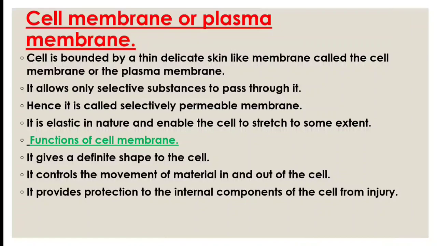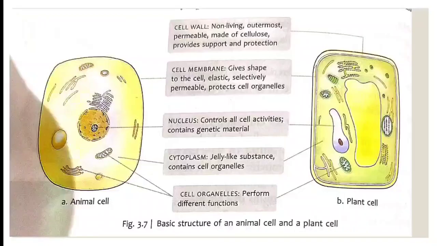Functions of cell membrane. First function is it gives a definite shape to the cell. Now consider the diagram again. Cell membrane is the outer layer of the cell, and it gives the cell a particular or definite shape. This is one function of cell membrane. Over here the shape of the cell is like a container.